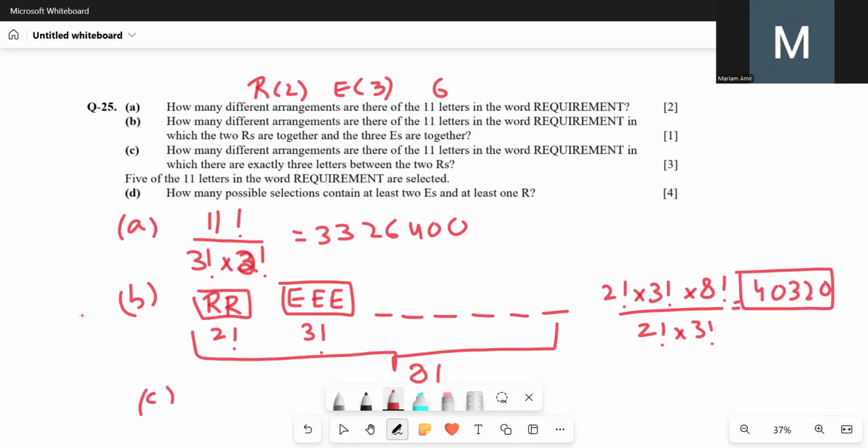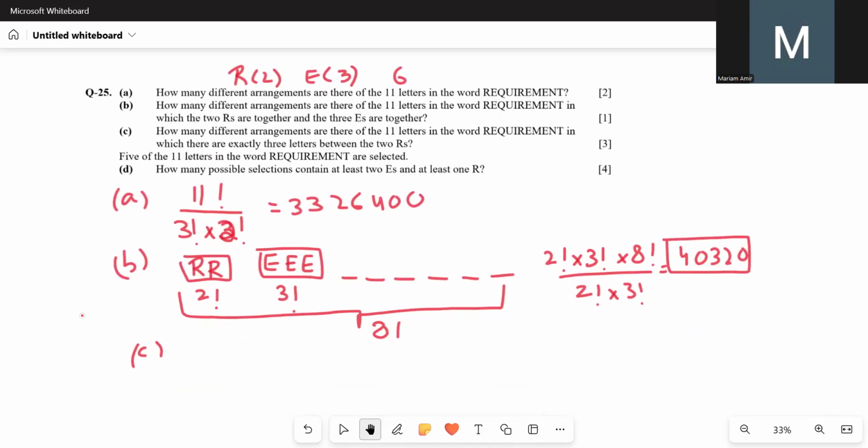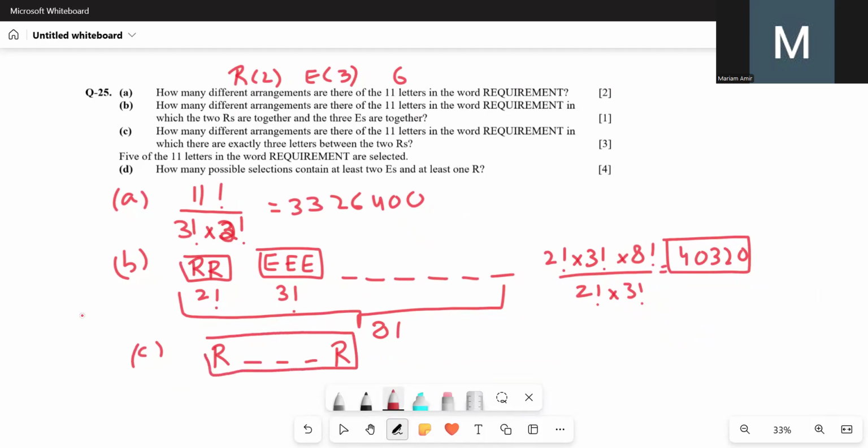Okay, Part C. How many different arrangements are there of the 11 letters in the word requirement in which there are exactly 3 letters between the 2 R's? Okay, again, we'll have to group it. We have R, 3 letters, and another R. For R and R, we have 2 factorial, but again, we have repetition so that 2 factorial will divide later. Now take away the 2 R's, we're left with 9 alphabets. So this would be 9P3. So this group has arrangements of 2 factorial times 9P3.